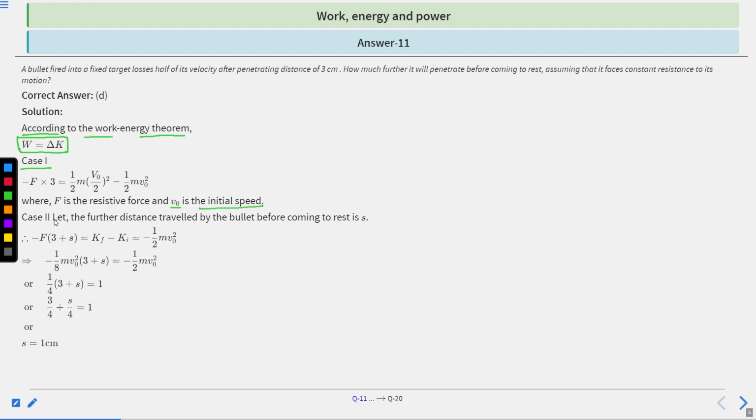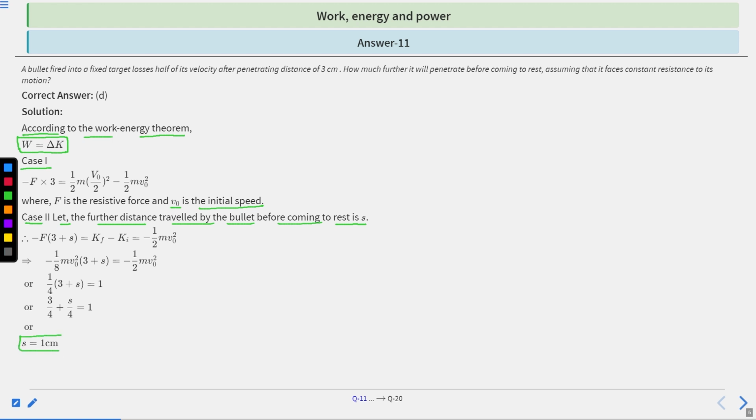Clear? Case 2: let the further distance traveled by the bullet before coming to rest be S. Then minus F into (3 plus S) is equal to final kinetic energy minus initial kinetic energy, which is equal to minus half m v naught square. Clear? Solving this, you will get minus 1 by 8 m v naught square into (3 plus S) is equal to minus 1 by 2 m v naught square. Clear? Which gives 1 by 4 (3 plus S) is equal to 1. And solving this, you will get S is equal to 1 centimeter.